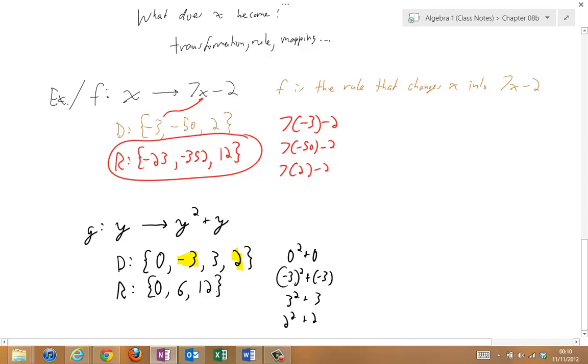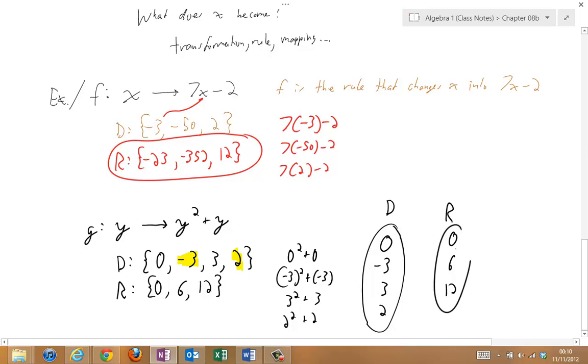This means that we can actually diagram this in another way. If I want to describe domain and range, here's a domain, and here's the range. And sometimes we even represent this with arrows. 0 went to 0, -3 goes to 6, 3 goes to 12, and 2 goes right back to 6.